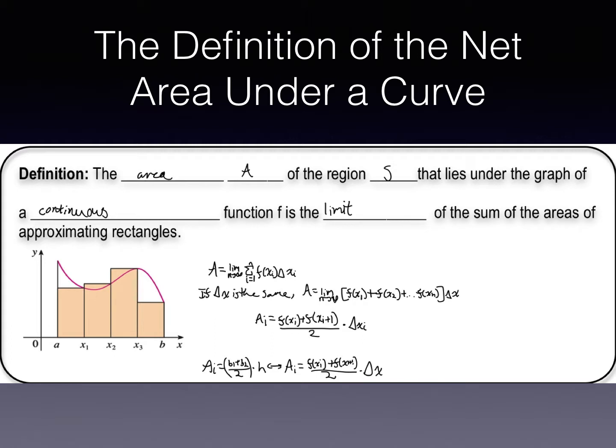If delta x is the same, A equals the limit as n approaches infinity of f of x1 plus f of x2 and so on and so forth, times delta x. This can also be shown as A sub i equals f of x sub i plus f of x sub i plus 1 over 2 times delta x sub i, which is area equals base 1 plus base 2 over 2 times height, or what we said before.